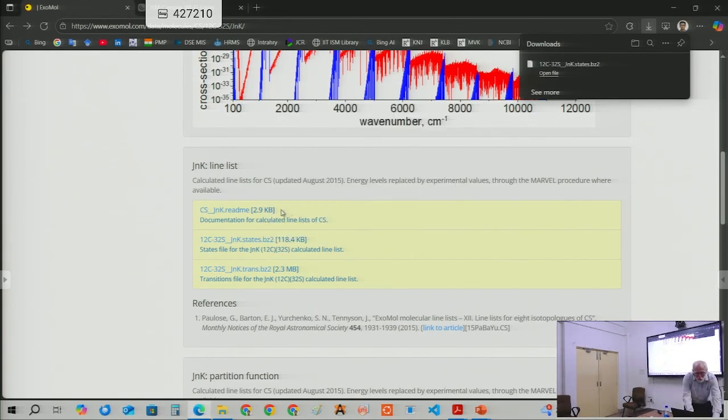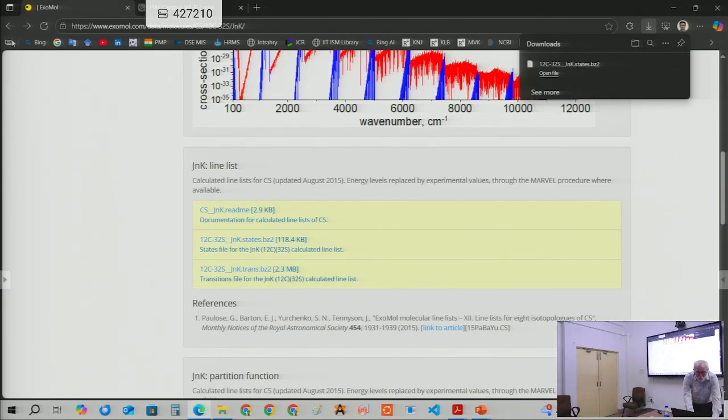This states file is 120 kilobytes. The line list itself is 2 megabytes. It probably has a few tens of thousands of transitions in. By our standards, that's very small. So that's CS. I had a quick request for CO.